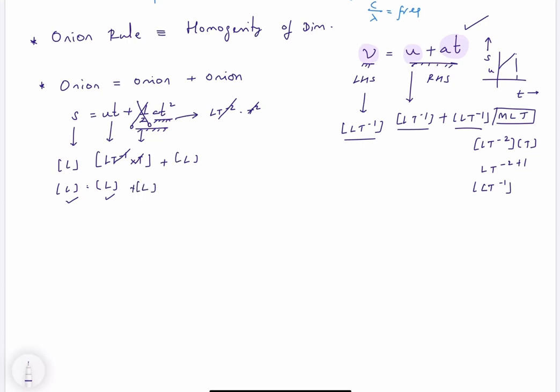L plus L. But don't confuse it as L plus L is nothing but 2L, right? Because we're just seeing if the "onions" are satisfied. Onion equals onion plus onion. Or let's say there are 3 terms: onion plus onion plus onion, and so forth.